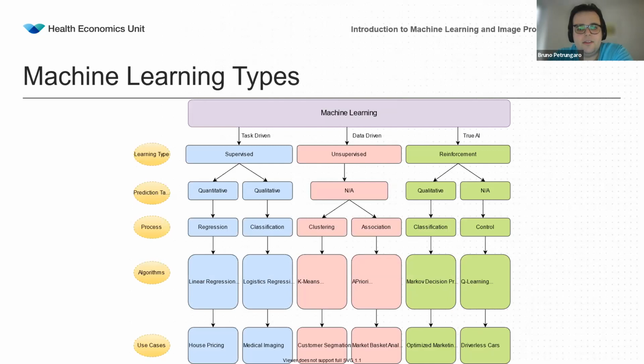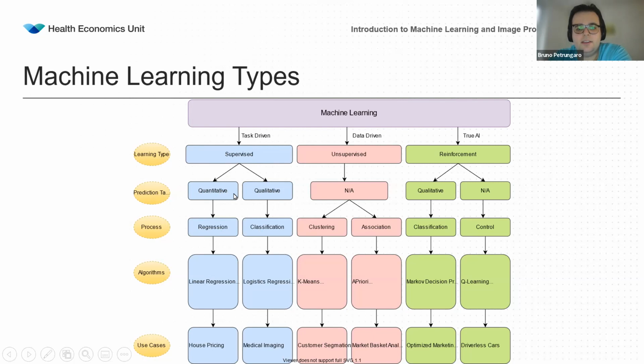There are many different types of machine learning. We have supervised machine learning, unsupervised, and reinforcement learning. We're not going to see unsupervised or reinforcement learning today. Image processing is a supervised task. And as a supervised task, we have two different options that are explained by what the outcome variable looks like. If you have a continuous variable, you will be in the area of regression.